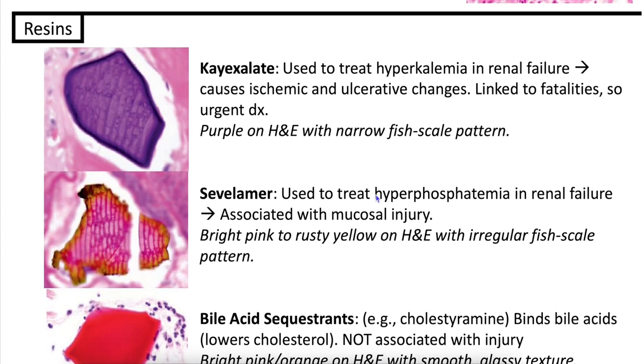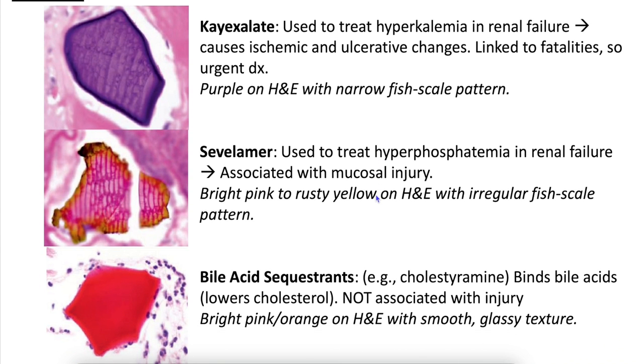Resins. K-oxalate, used to treat hyperkalemia and renal failures, causes ischemic and ulcerative changes linked to fatalities, so urgent diagnosis. It'll be purple on H&E with this narrow fish scale pattern.